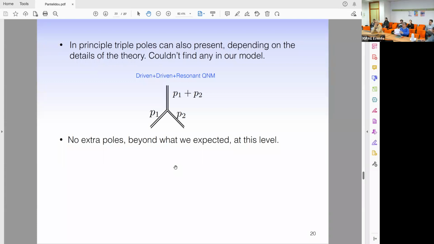Now, for 4-point functions, we don't know. And the reason we don't know is that there you can have loops in your contact diagram. So it's not clear whether those will contribute to anything or not. Okay.